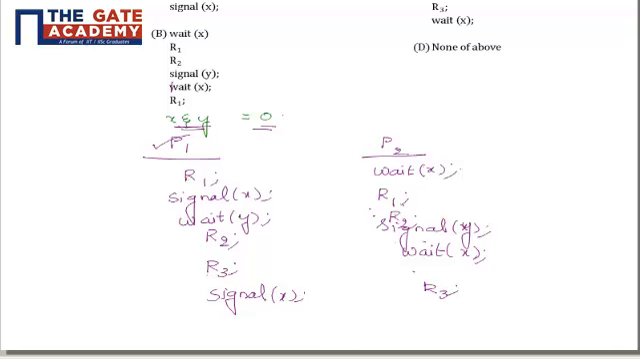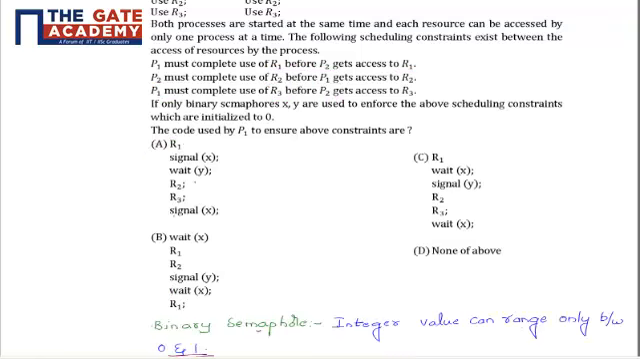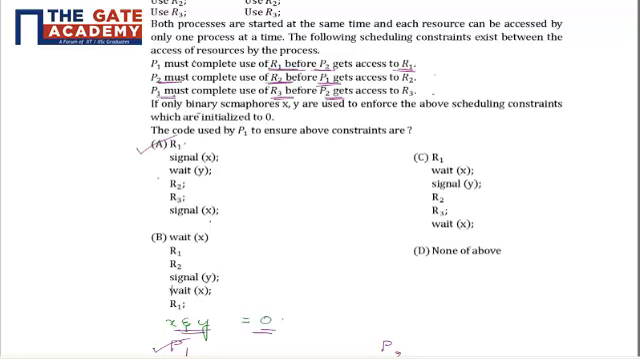So the option for this one is R1, signal of X, wait of Y, R2, R3, signal of X. The correct option for this question is option A: R1, signal of X, wait of Y, R2, R3, signal of X. From this question we learn what is meant by binary semaphore and how to find out the code for the given process from the semaphore.